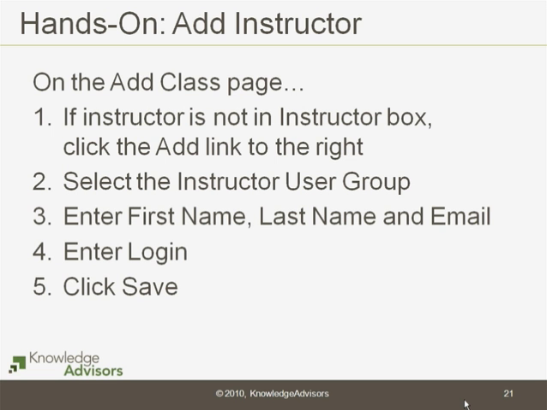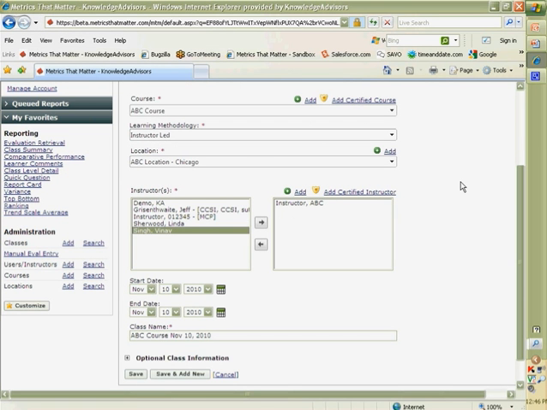Once you have added courses, locations, and instructors, you're ready to fill in the rest of the information for the class and schedule the class. You'll want to make sure the learning methodology is correct. Perhaps you designated that already after assigning the course. You'll also want to make sure the start and end dates of the class are correct. And then if you want to customize the class name any further, you can do that so that the class name displays a little bit differently to the students accessing the surveys.